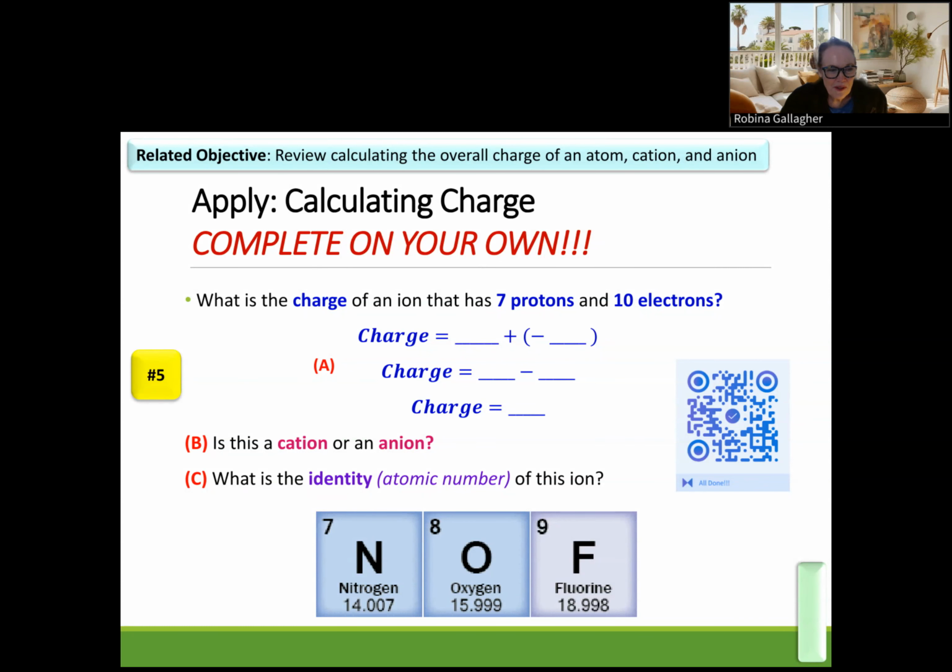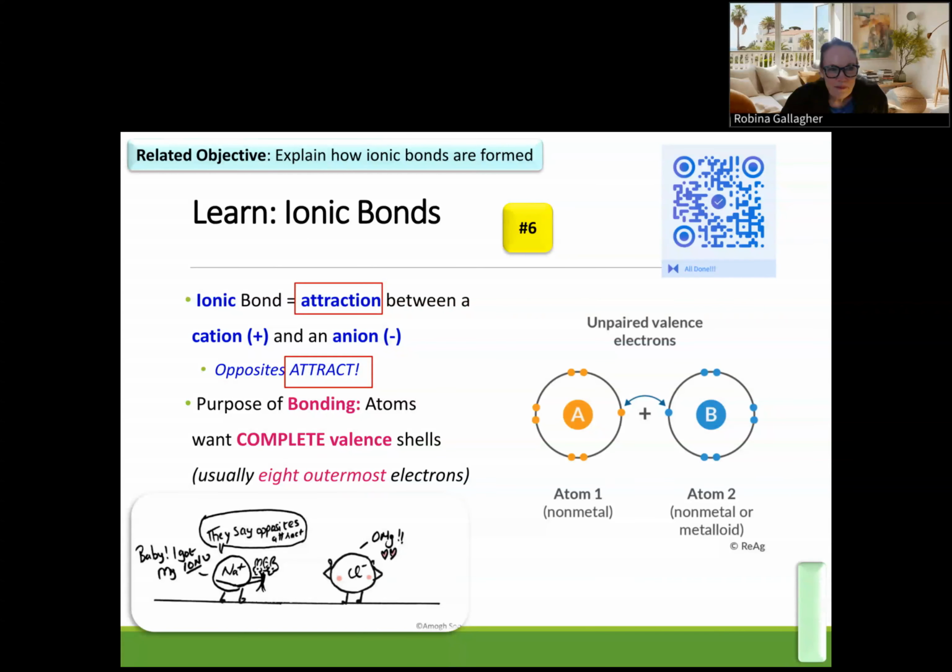Okay. Let's go. So when we talk about ionic bonds, an ionic bond is just an attraction between a positive cation and a negative anion. It's not really a bond in that there's anything holding them together. It's just an attraction because opposites attract. Positive is attracted to the negative, okay?